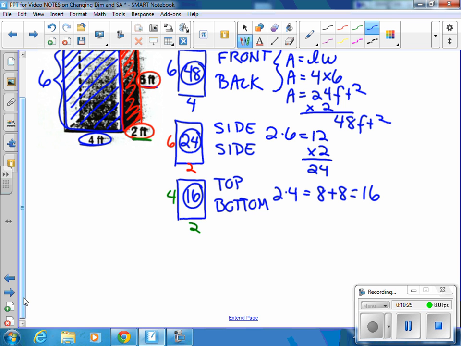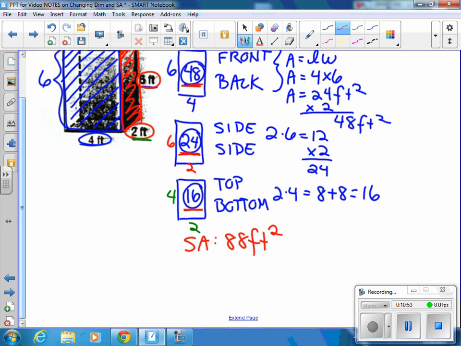I'm going to add up everything I circled here. Let me do another color. This is the front and the back. This is the side and side. And this is the top and the bottom, already added up together. So now I'm going to add those 3 numbers. When I do that, I get a surface area of 88 feet squared.